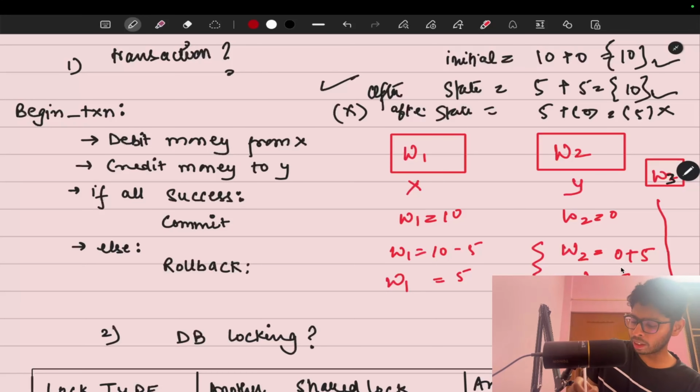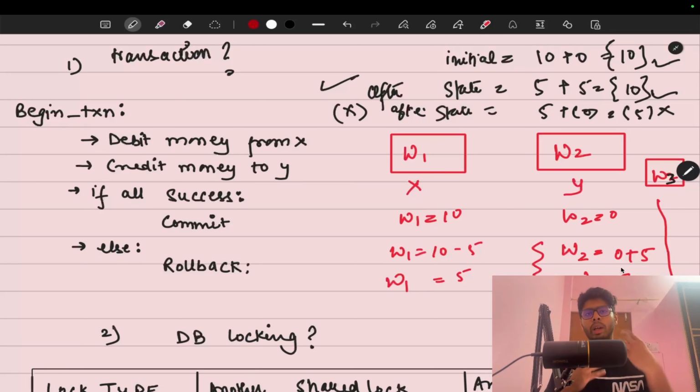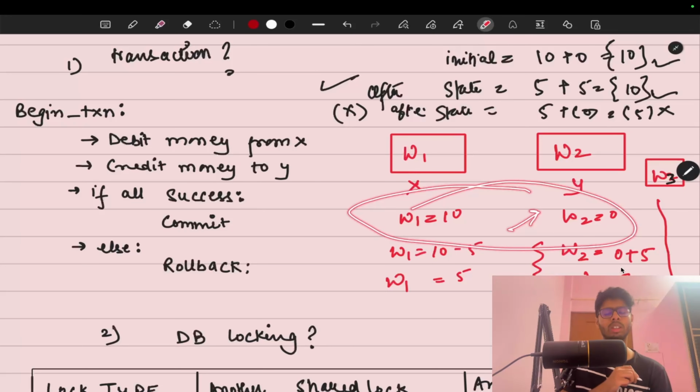So in this situation, what will happen? We have to roll back, because the initial state was 10, but this time what we get after state equals 5, because we are not able to run this row, credit money to Y. This didn't work because of some reason. So we reach this state and that is not a perfect state. So we will roll back the whole transaction. We will go back to this state, W1 equals 10 and W2 equals 0. We will reach back to this state.